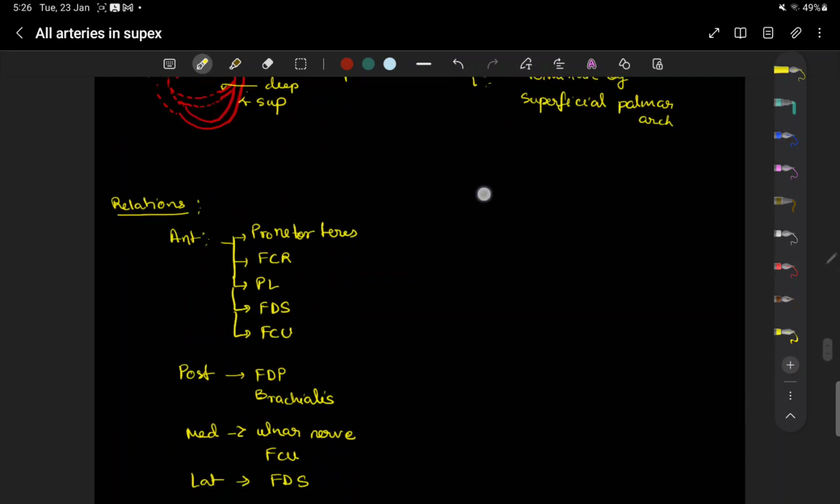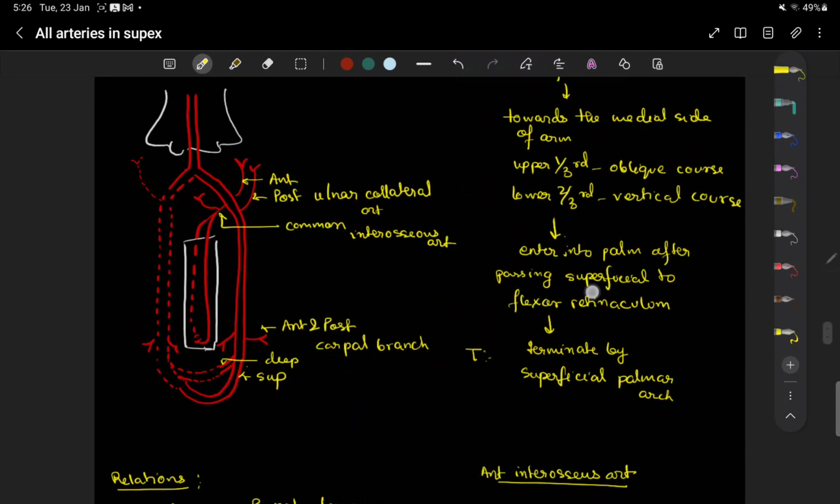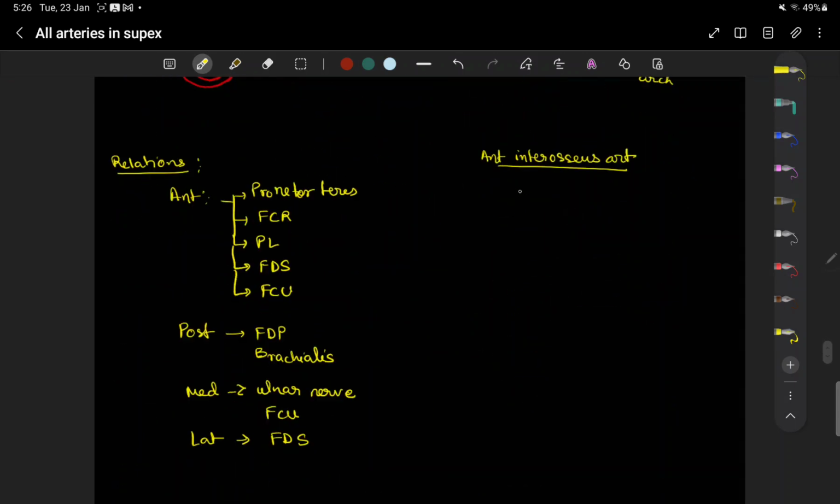Next, if we talk about the anterior interosseous artery and the posterior interosseous artery in short. This anterior interosseous artery is actually a branch of the common interosseous artery. So from the common interosseous artery, this anterior interosseous artery arises, and, I'm just using short form, it is present in front of the interosseous membrane.